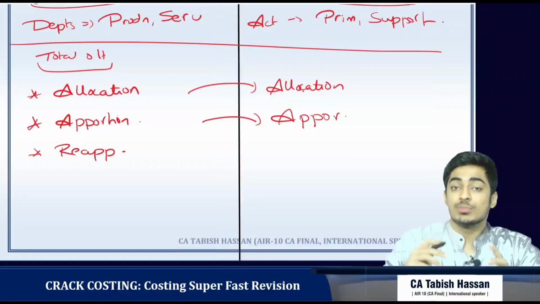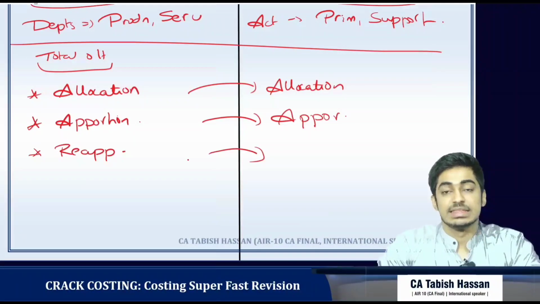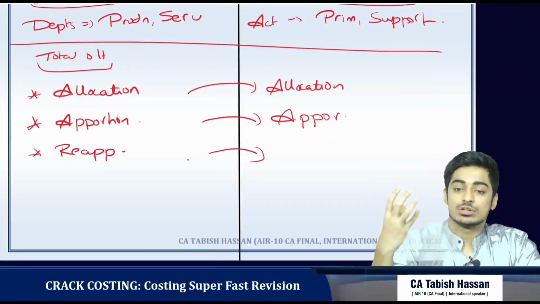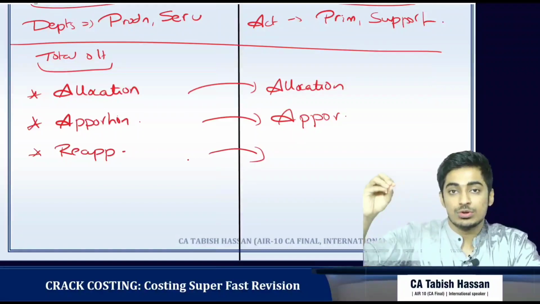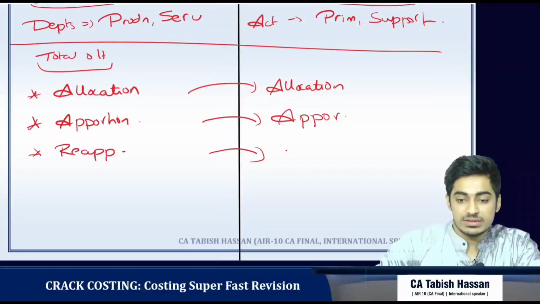Then if there are common costs which are to be spread across different activities, we do apportionment. Then we have the overhead cost for the support activities. We want to transfer it from support activities to primary activities. This one would be done through reapportionment.